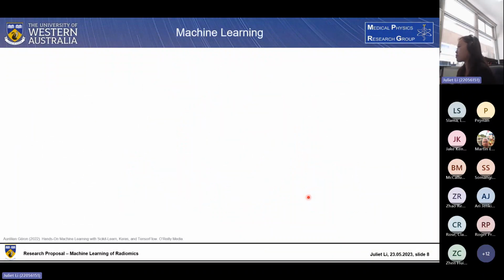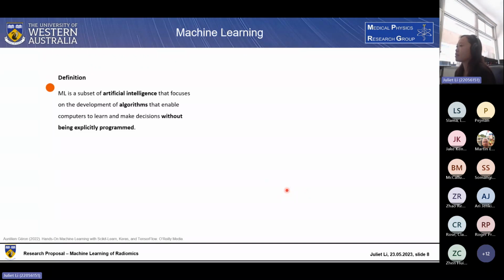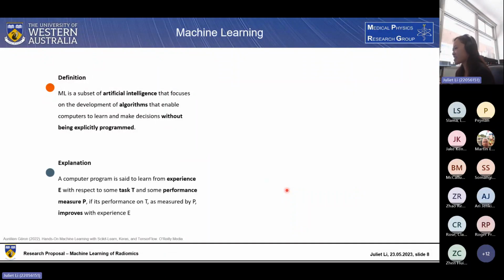With all of this, we're talking about sodium fluoride scans and radiomics features. We would like to combine them with machine learning to do our prediction of calcium score, of the follow-up calcium score. So what is machine learning? It is a subset of artificial intelligence that focuses on development of algorithms to enable computers to learn without being explicitly programmed. So what exactly does that mean?